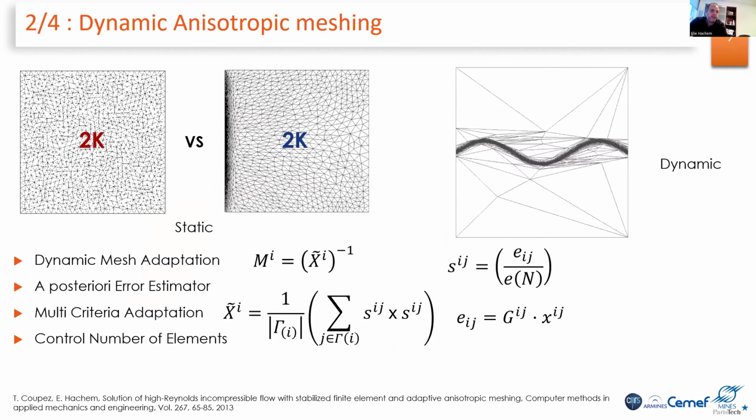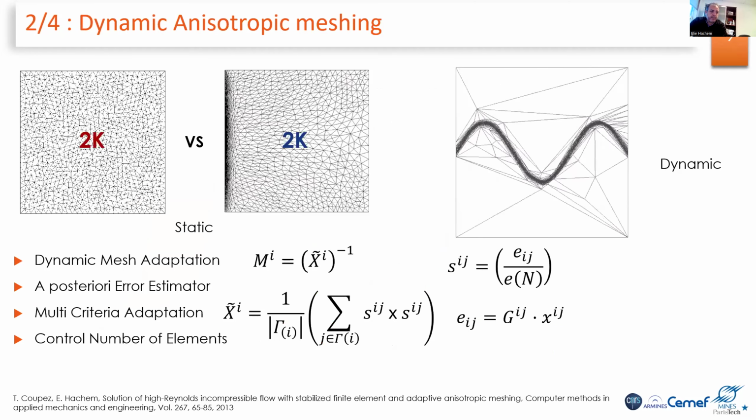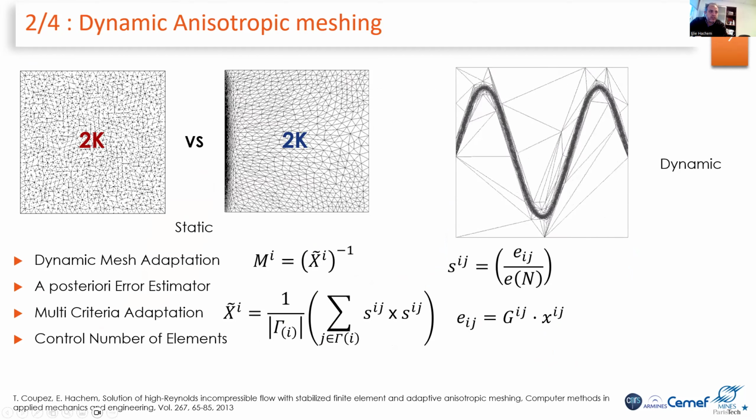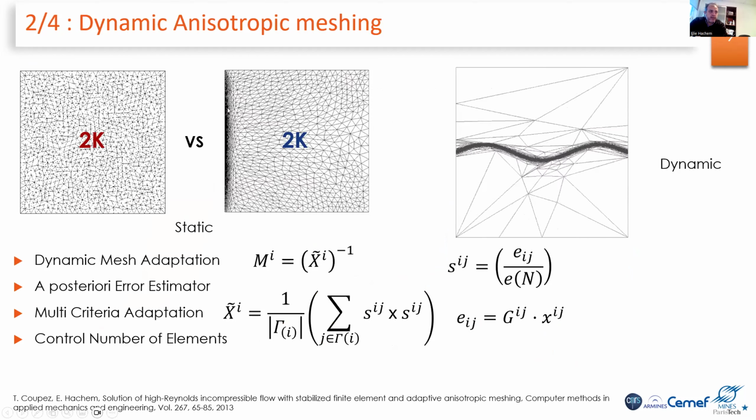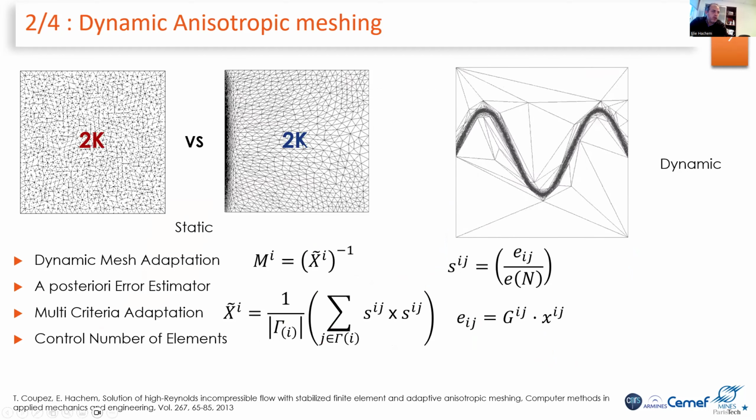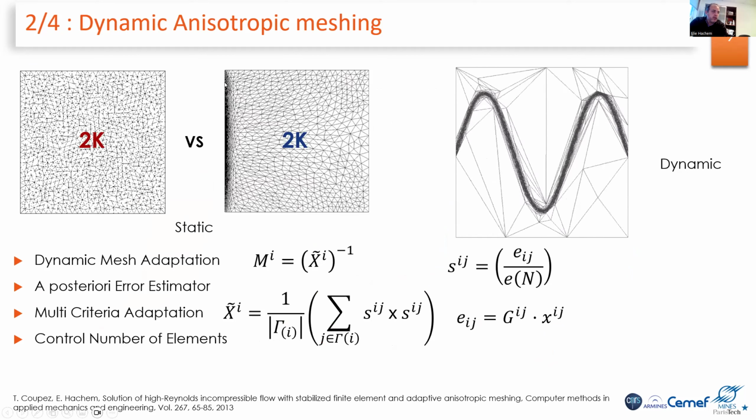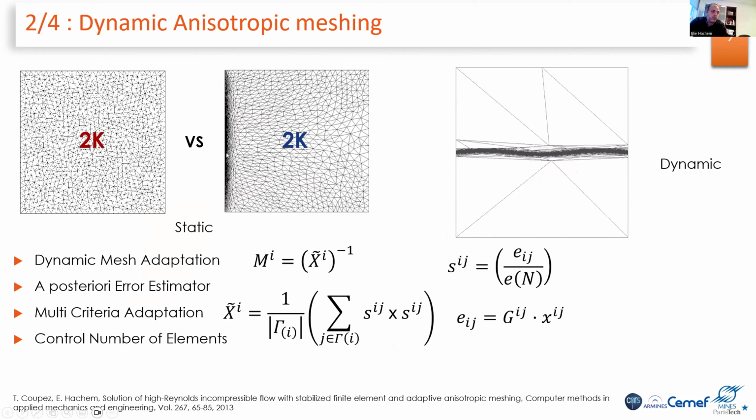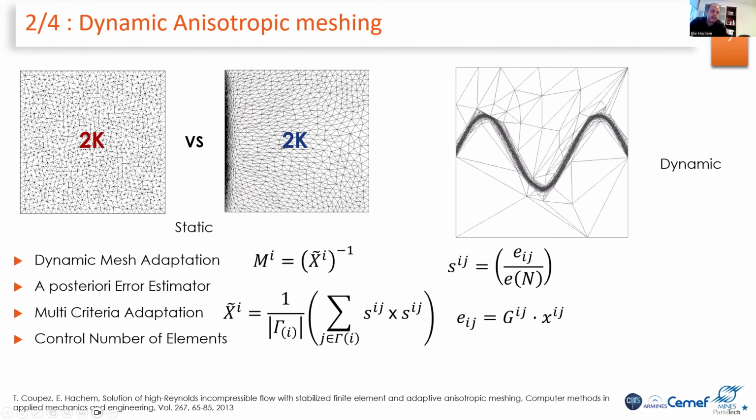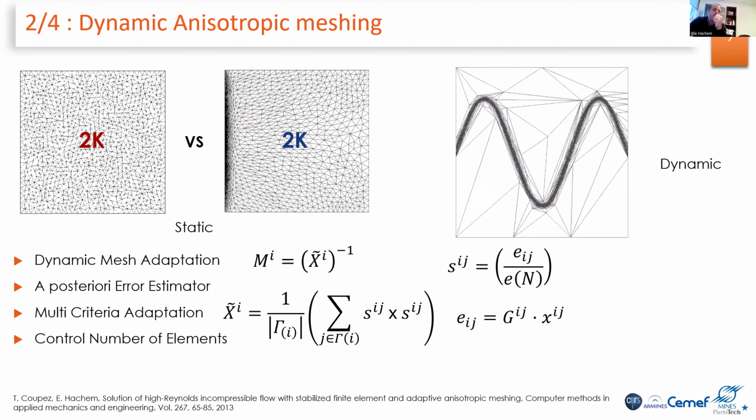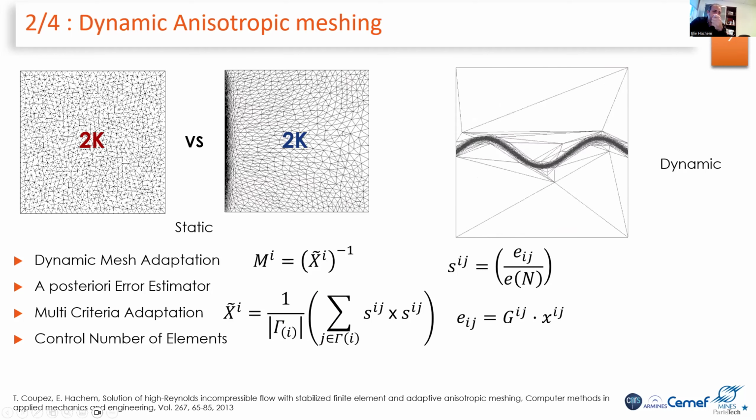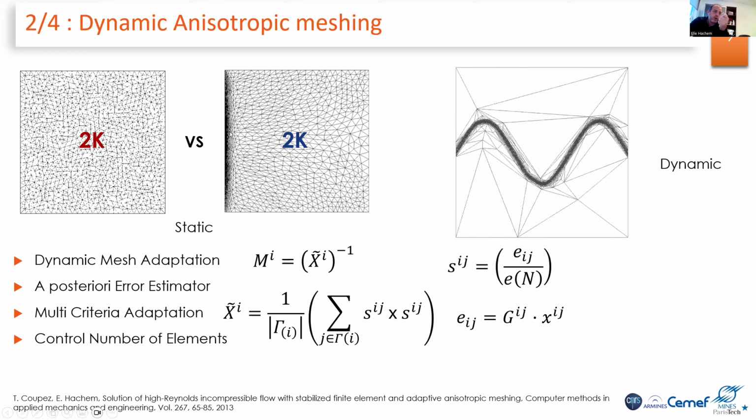The second ingredient is dynamic anisotropic meshing. The idea is that you have these two meshes. If your physics is on a boundary, it is smarter to put your 2000 elements where you need them. This is the philosophy. And you are keeping 2000 elements. That means for the same resource power, you can decrease the elements where you don't need them and increase them where you do.